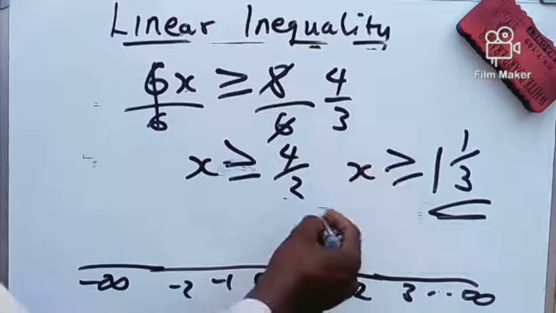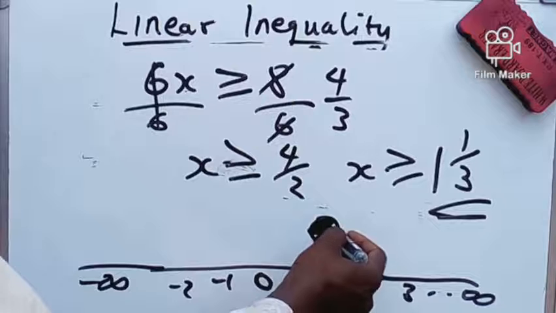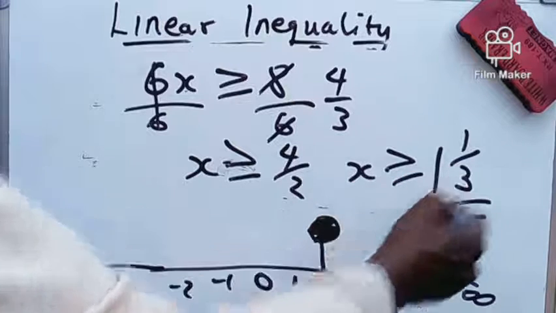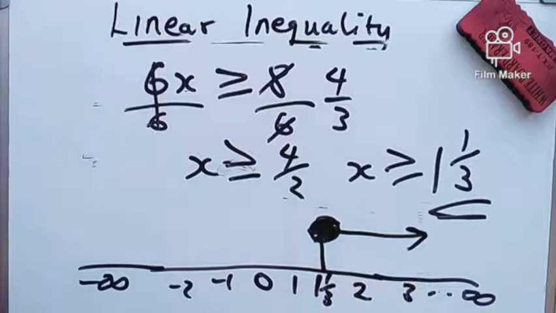Now remember, notice that this is a greater than or equal to sign, so it's going to be shaded. So this is x greater than this, which means 1 whole number 1 over 3 is included. And the arrow goes to the right. And that is the answer.